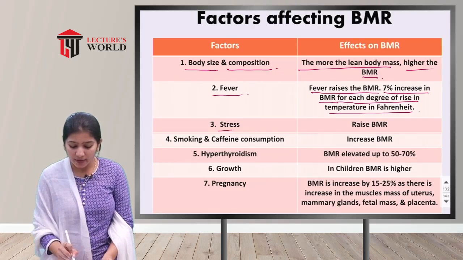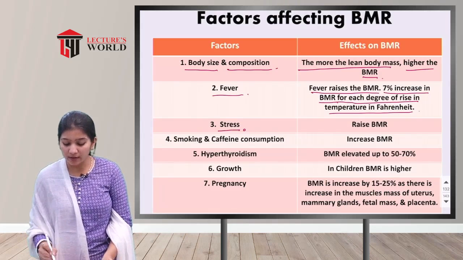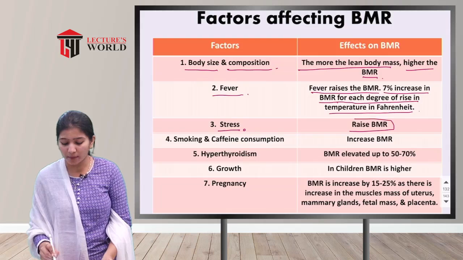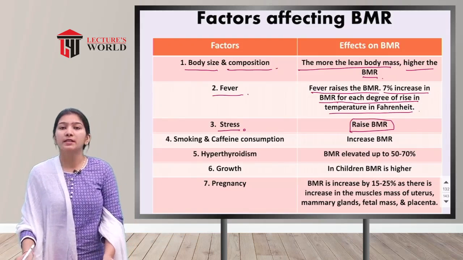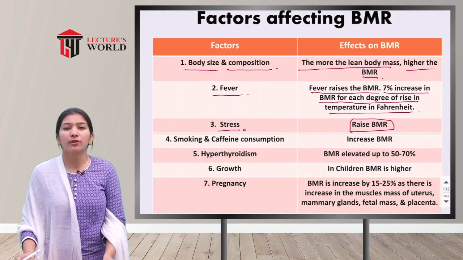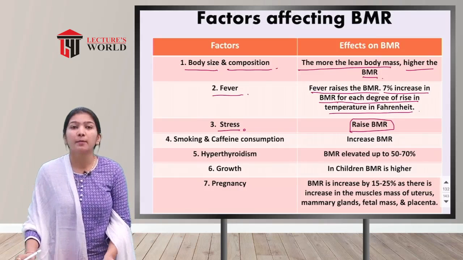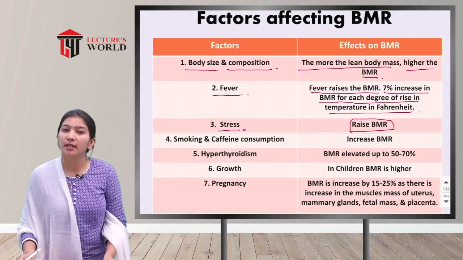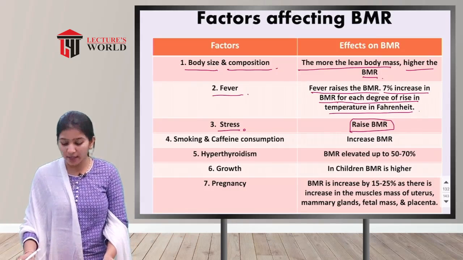The next factor affecting your BMR is stress. Generally stress raises your BMR. During stress, during a period of depression, one kind of hormone is released in your body, and the name of that hormone is cortisol. Cortisol increases the fat burning capacity. Because of this cortisol, there will be an increased basal metabolic rate.